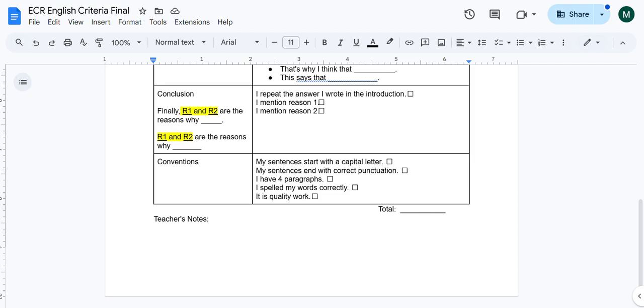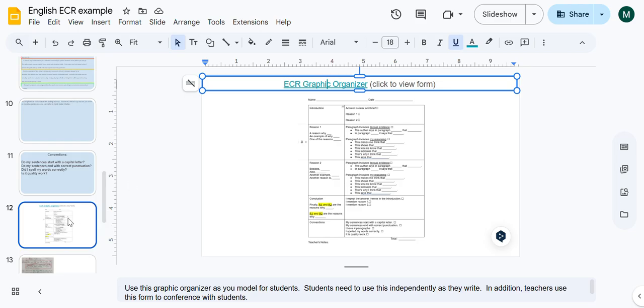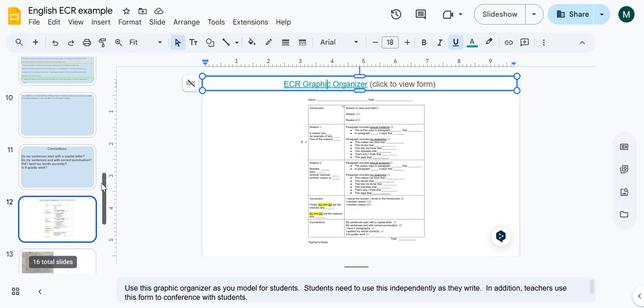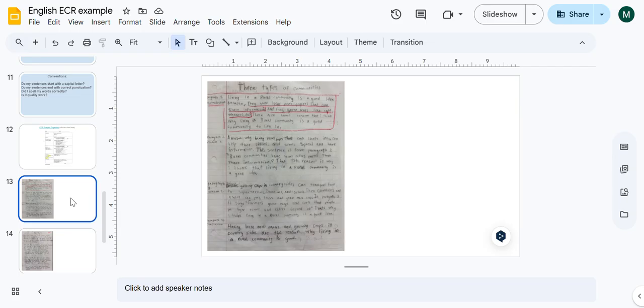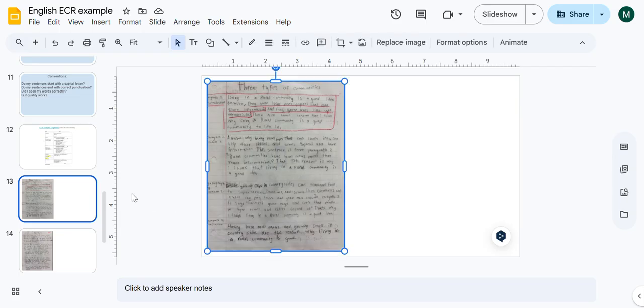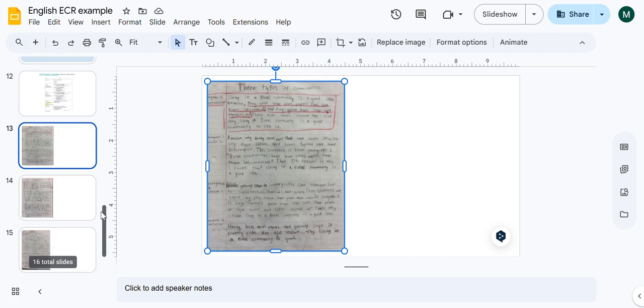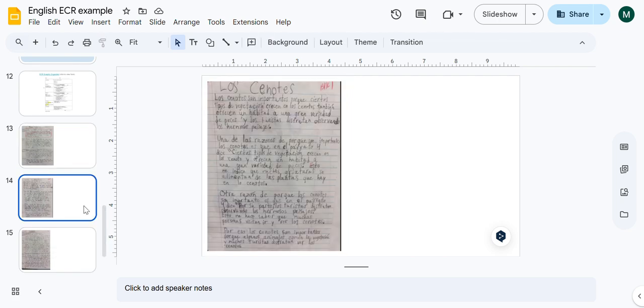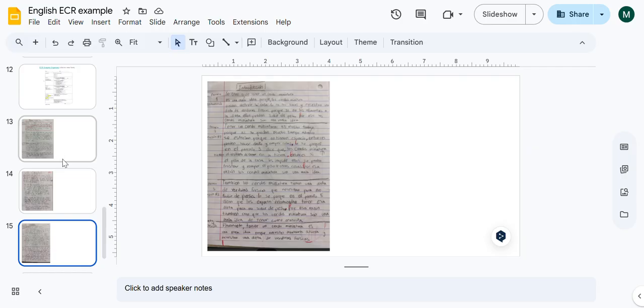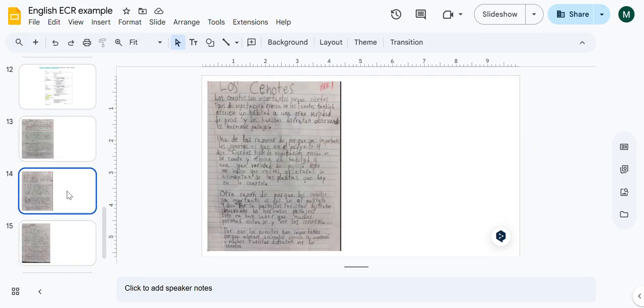So let's go back. And last year, my students, at the beginning, they had a very hard time organizing their thoughts and putting it on paper. So using this graphic organizer has really helped them. And it is a very systematic or formulaic way of writing, but my students needed that.